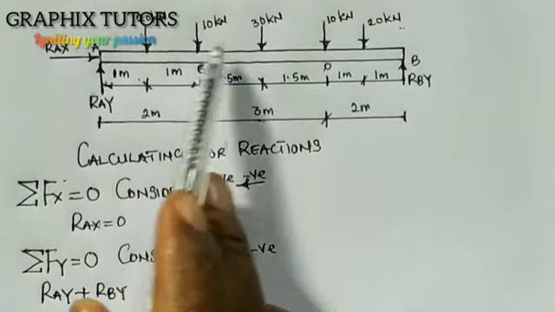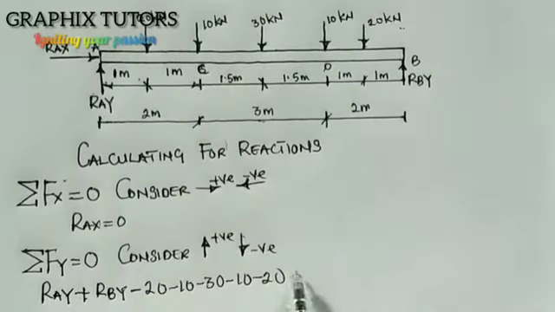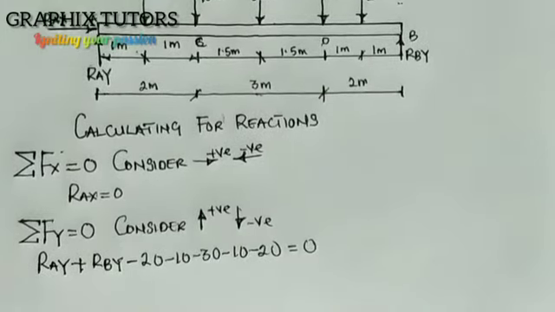Then we'll start with this. Since they are facing down, they are all negative. So it will be minus 20, minus 10, minus 30, minus 10, minus 20. Each and every one of them equals to what? 0. Now, this will mean that my RAY plus RBY, if you add all of them, 20 plus 10, 30, plus 30, 60, plus 30, 90. So we have minus what? 90 equals to what? 0.